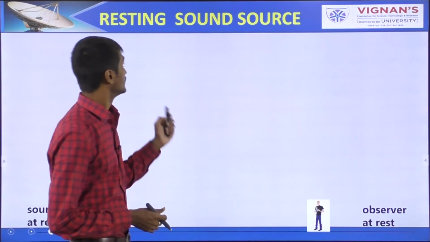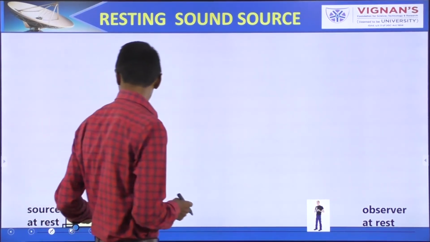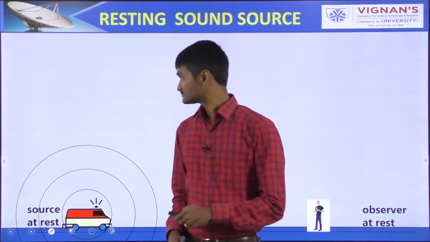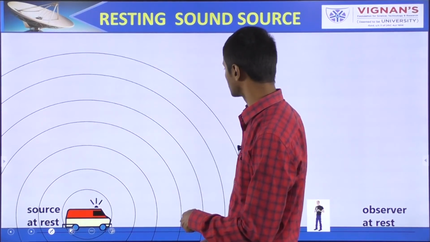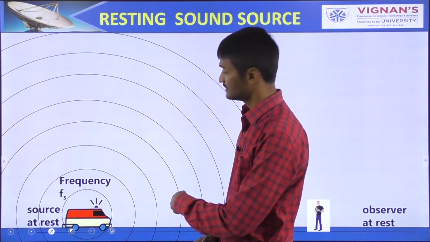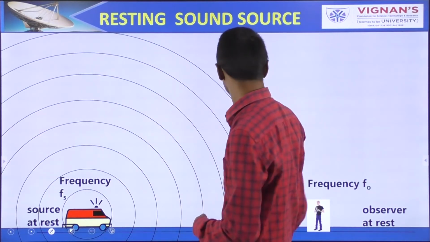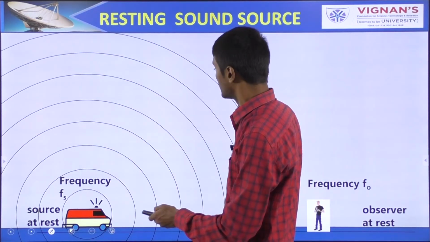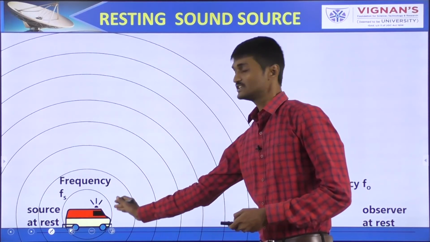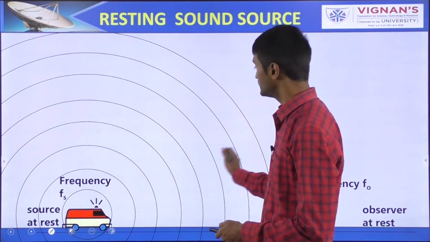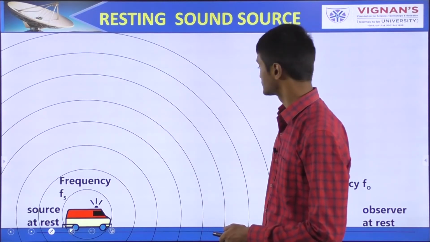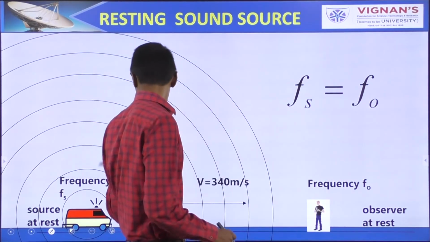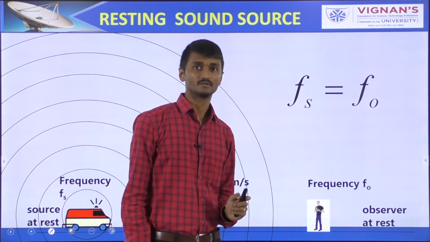See here, the source is at rest and the observer is at rest. The sound source is continuously generating a sound signal with frequency fs, and the observer observes the frequency of that sound signal as f0. In this case, where the source is at rest and the observer is at rest, the frequency condition is fs equals f0, that is, the source frequency equals the observer frequency.